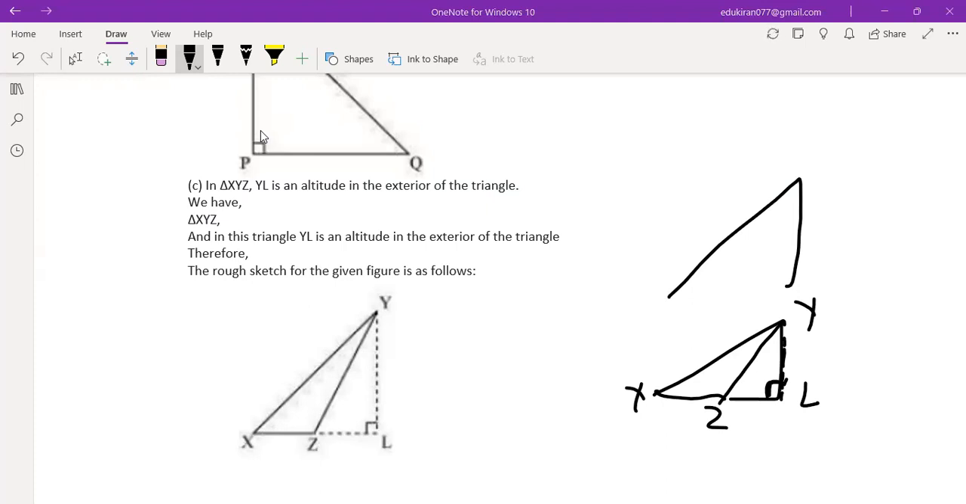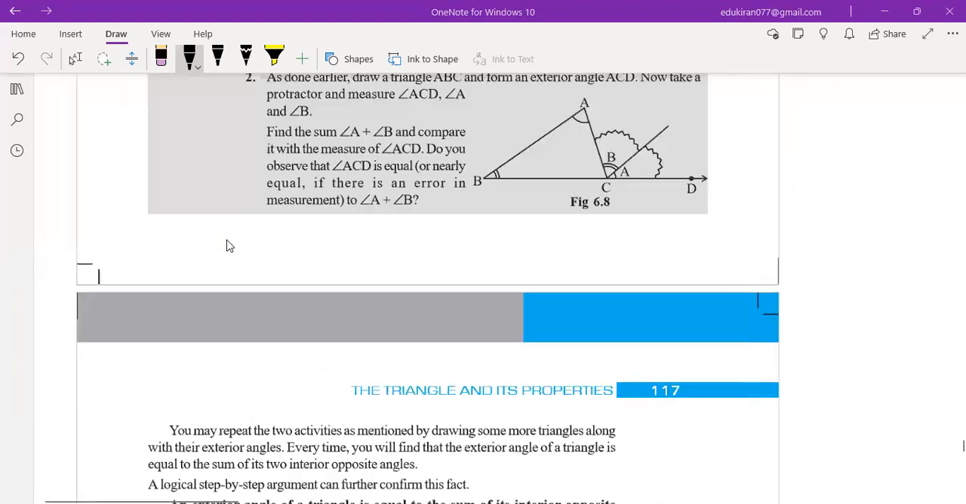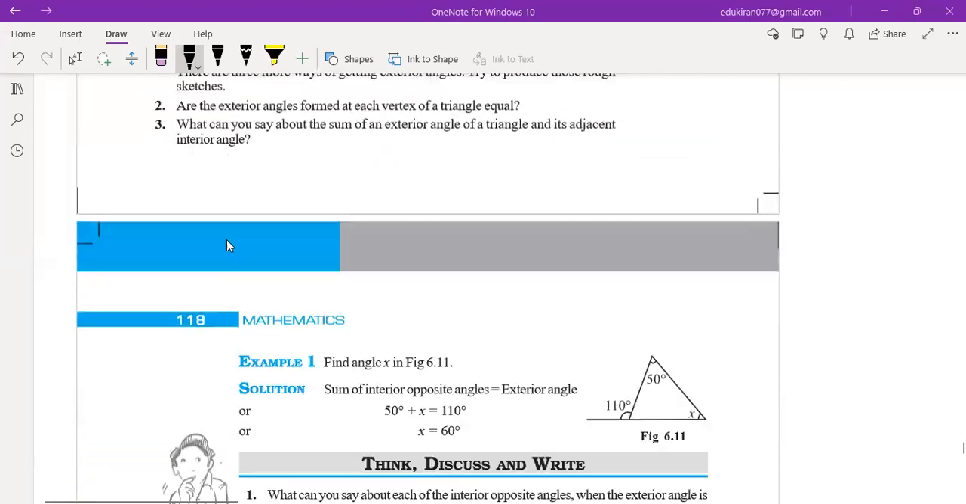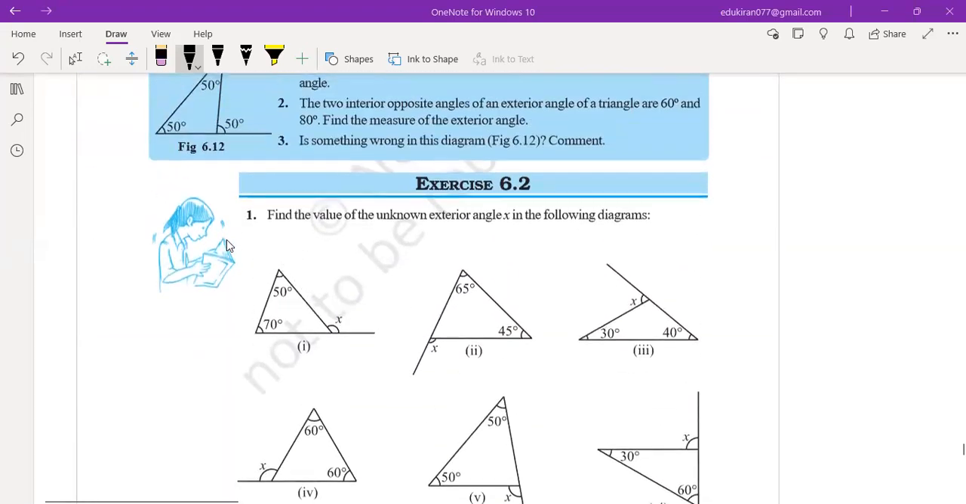Ma'am, should we also copy the sentences? No need, only the diagram. Yes, ma'am. I'm done then. Done, ma'am. Ma'am, both of us are done. Okay, so let's move to the next one. First exercise we are done with. Now coming to the second exercise.